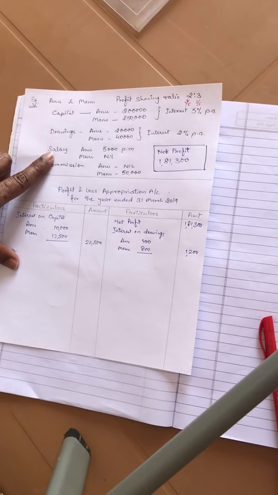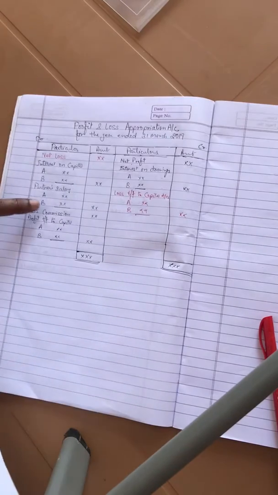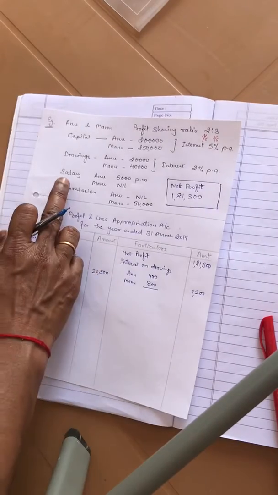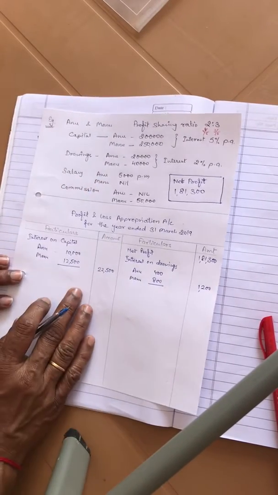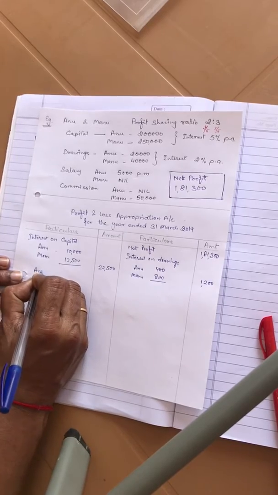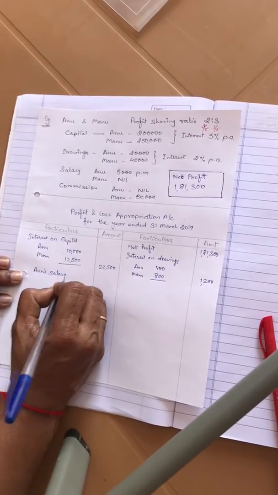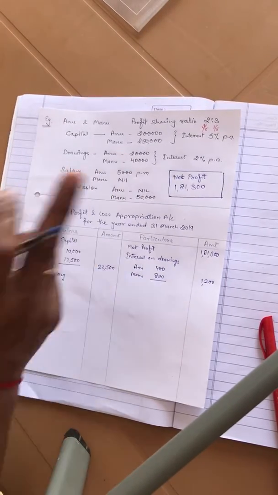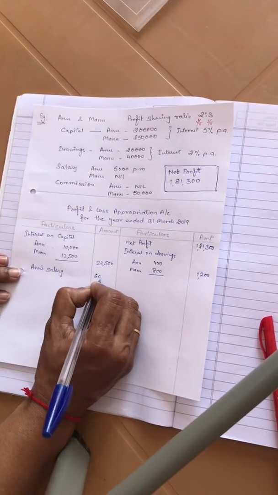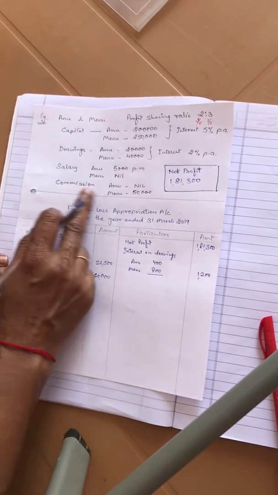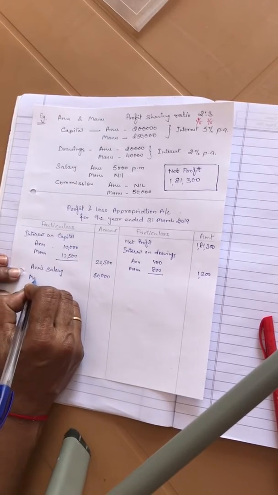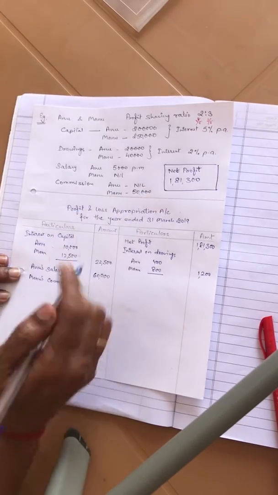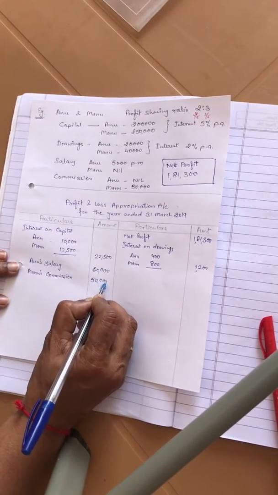Now next is the salary. I told you in my format also that if it is single, you can just write the partner's name. So here, because Anu is getting the salary, you can write Anu's salary. Since this 5,000 is per month, the total salary will be 5,000 into 12, that is 60,000. And then Manu is getting the commission, so you will write Manu's commission. Manu's commission is 50,000, so you are going to write here 50,000.